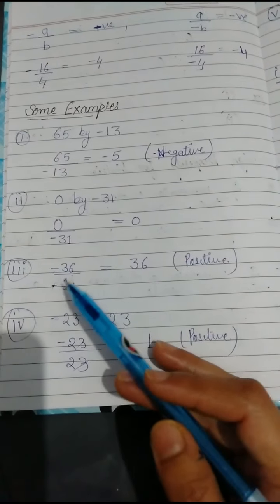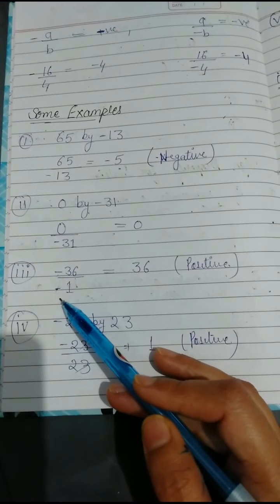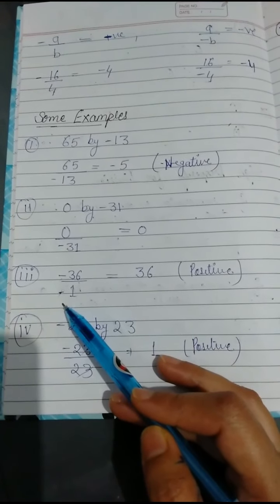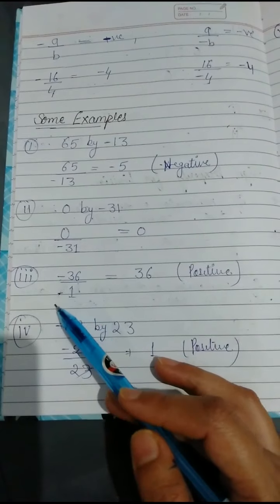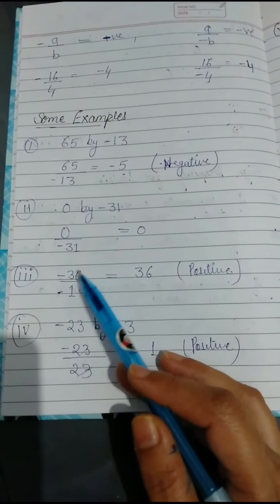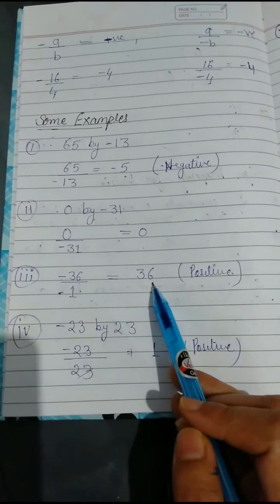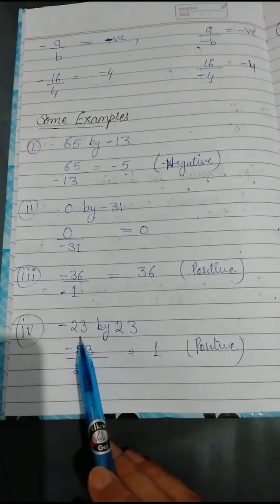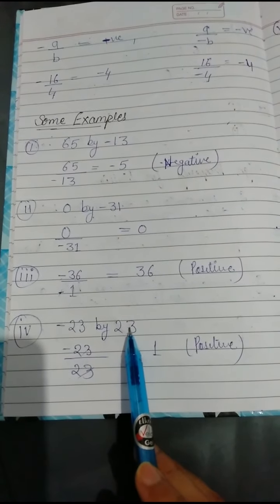Next is minus 36 divided by minus 1. Both are negative, so the answer will be positive. Minus will be cancelled with minus. 1 times 3 is 3, 1 times 6 is 6. Answer is 36.